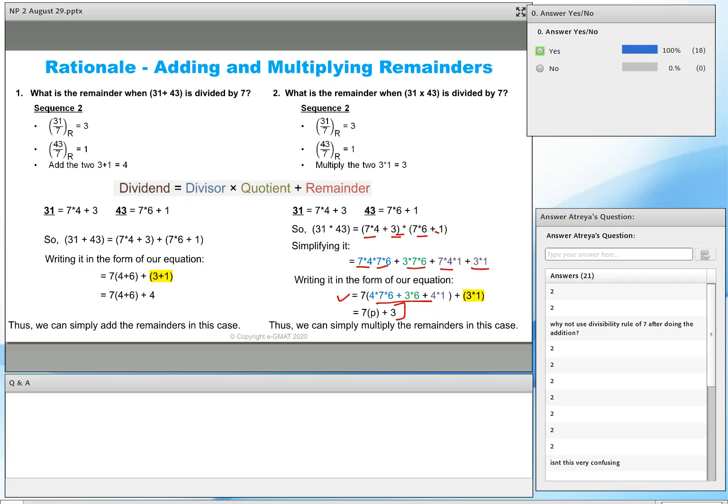Isn't this very confusing? This is not at all confusing. I was just trying to explain the method. If it suits you, you can learn. If it doesn't suit you, it's completely okay. I hope this is all clear to all of you. The second and the first sequence is all clear to all of you.